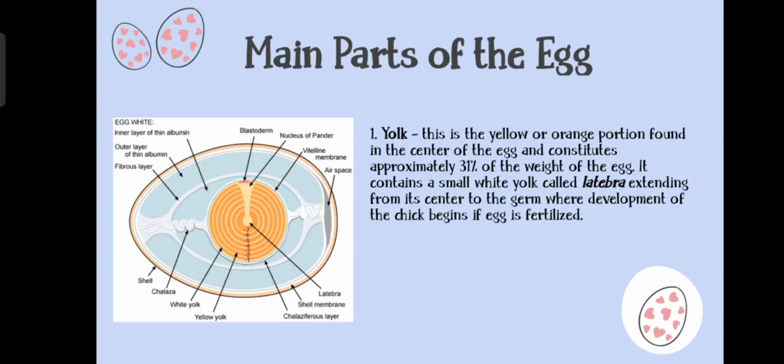The first part is the yolk. This is the yellow or orange portion found in the center of the egg, and it constitutes approximately 31% of the weight of the egg. It contains a small white yolk called latebra extending from its center to the germ, where the development of the chick begins if the egg is fertilized.